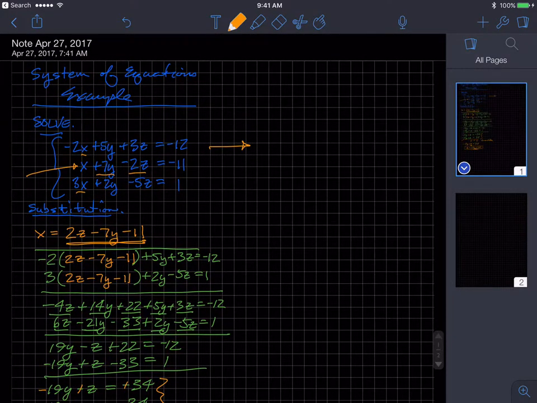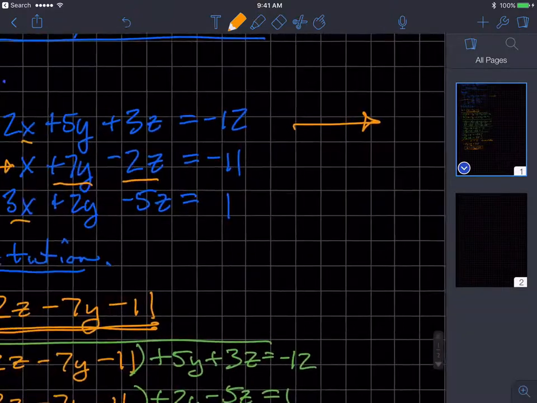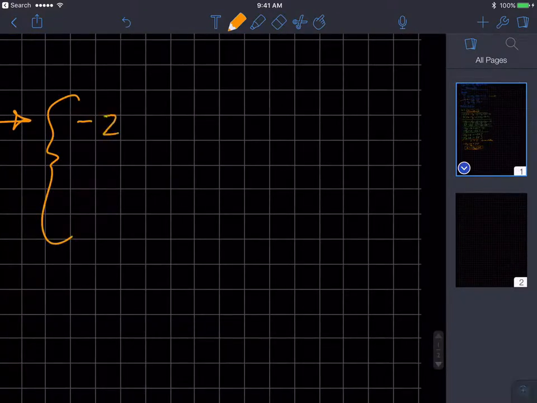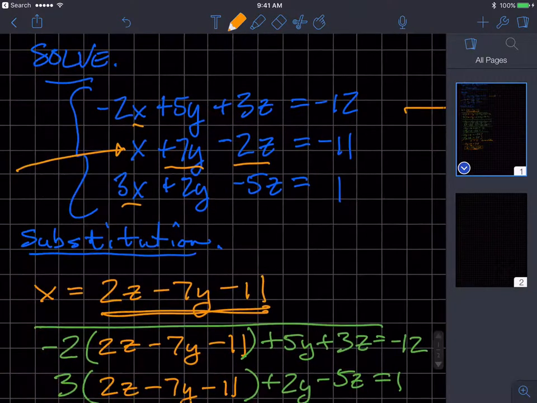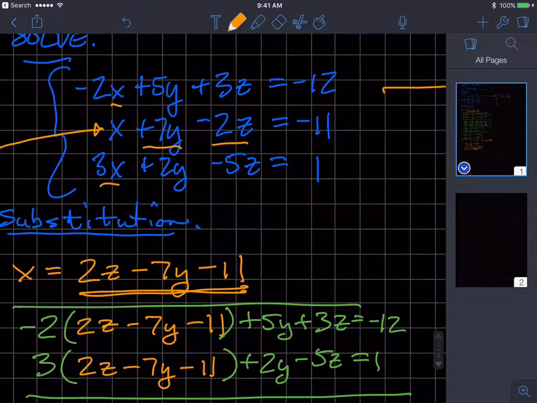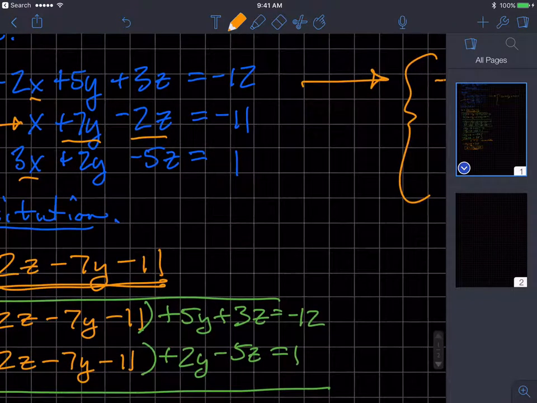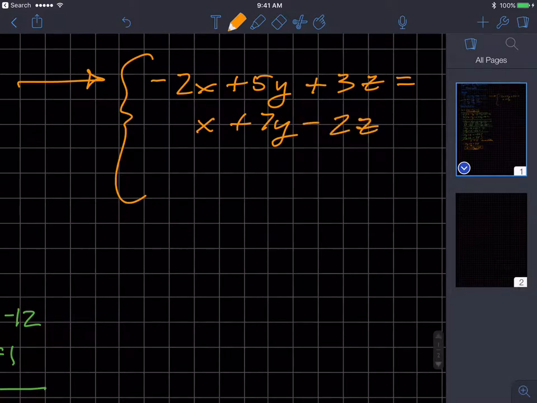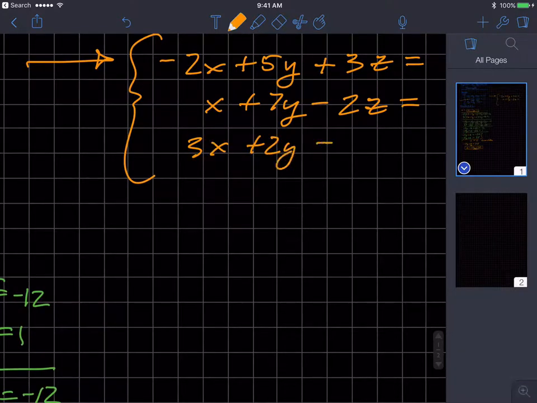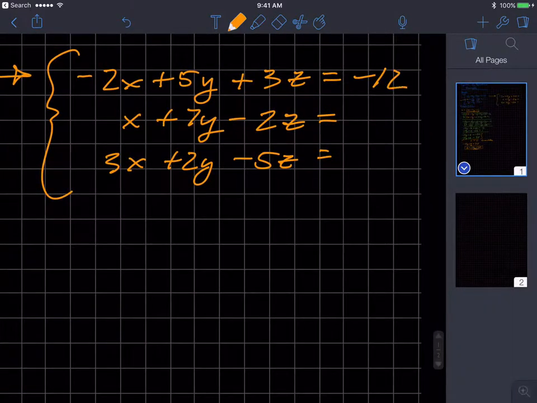So I'm going to have to blow this up here, and then slide back and forth. So don't yell at me. Negative 2x plus 5y, I'm just going to copy it over, plus 3z equals something, I'll do that later. x plus 7y, negative 2z, and then the last one is 3, 2, negative 5, and then negative 12, negative 11, and 1.